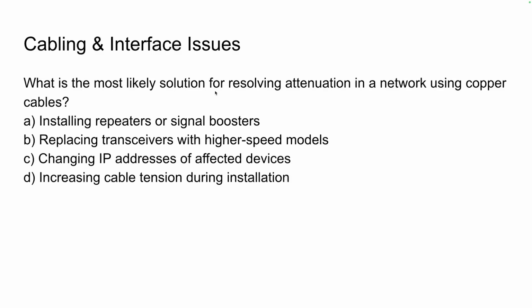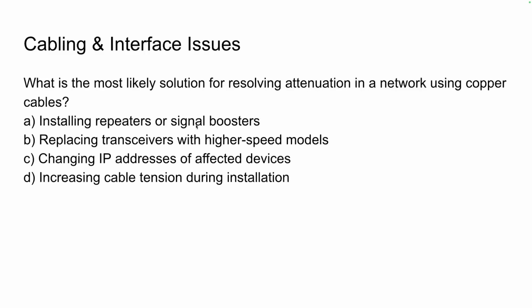What is the most likely solution for resolving attenuation in a network using copper cables? So you want to resolve the loss of a signal over long distances, right? That's basically what attenuation is, the weakening of the strength of the signal. It has to do with the strength of the signal over long distances. So if you're using copper cables, what's the most likely solution for resolving attenuation?